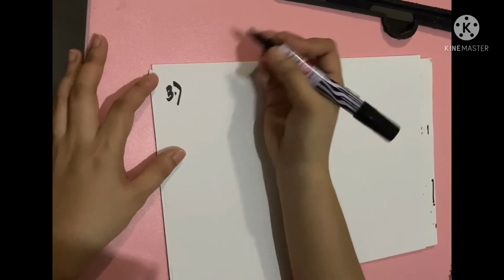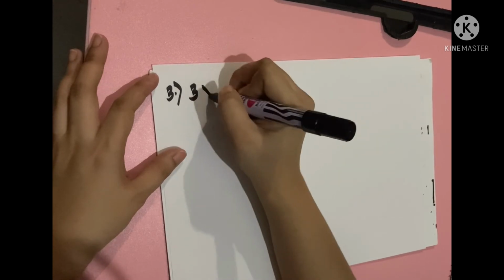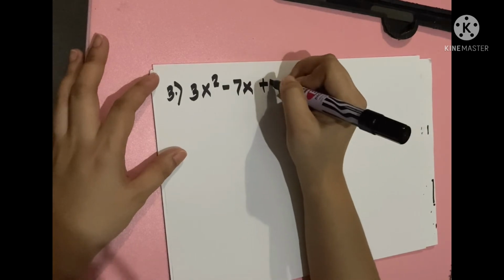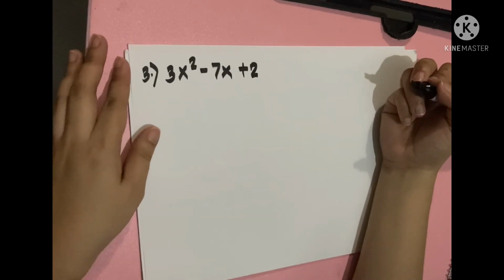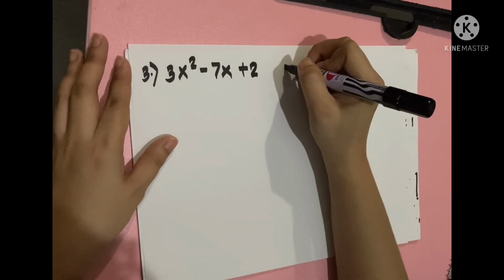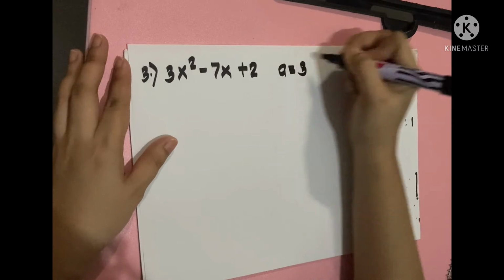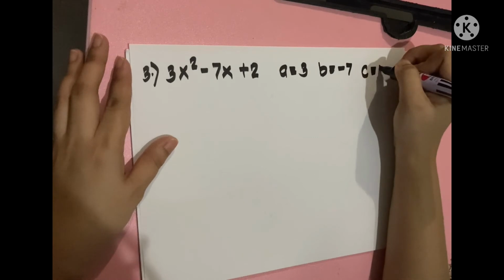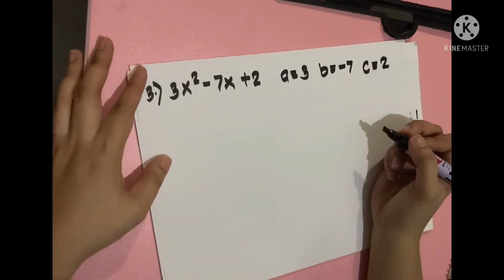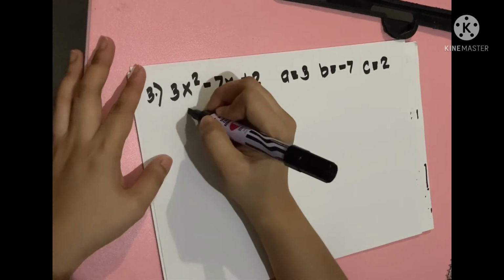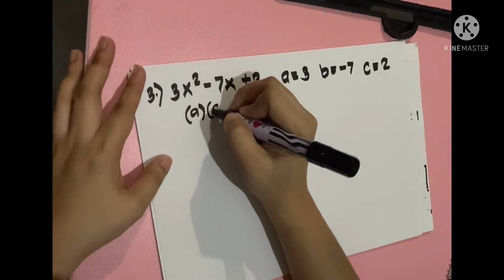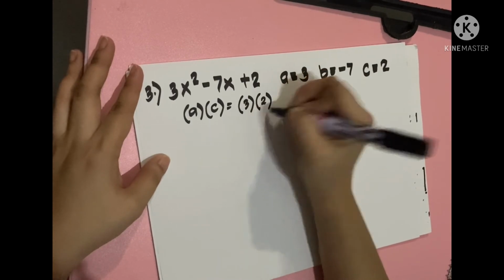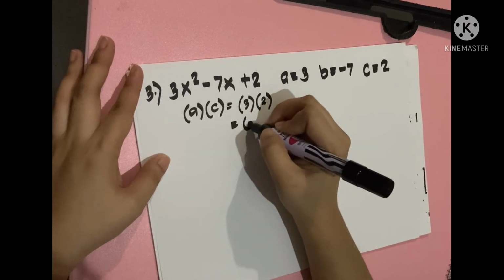So for the last example, we have the trinomial as 3x squared minus 7x plus 2. So first, identify natin ang A, B, and C. So A is equal to 3, B is equal to negative 7, and C is equal to positive 2. And then after that, multiply natin yung A and C. So A times C is equal to positive 3 times positive 2. And that gives us positive 6.